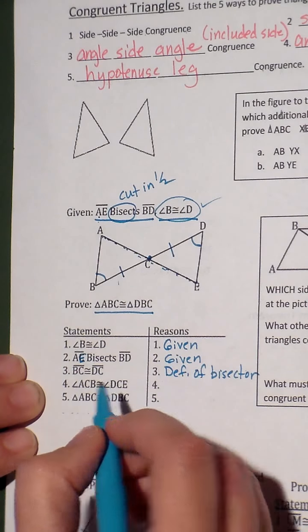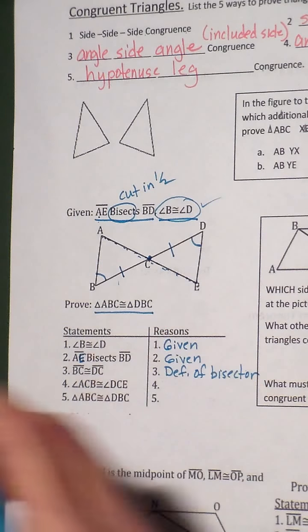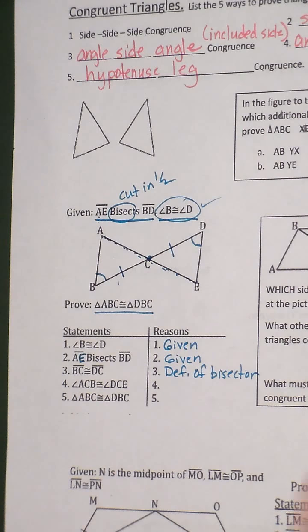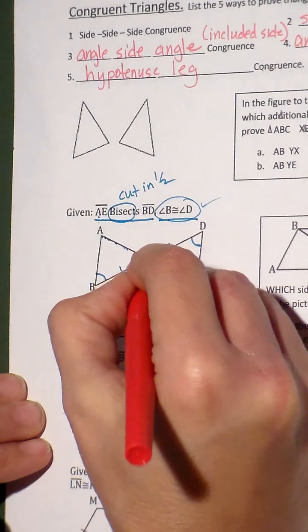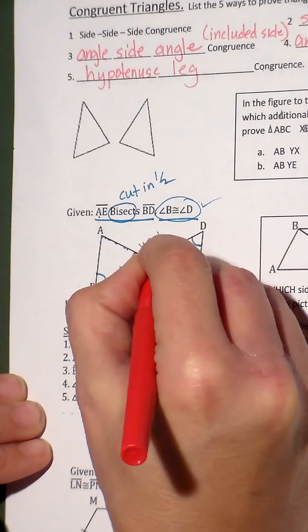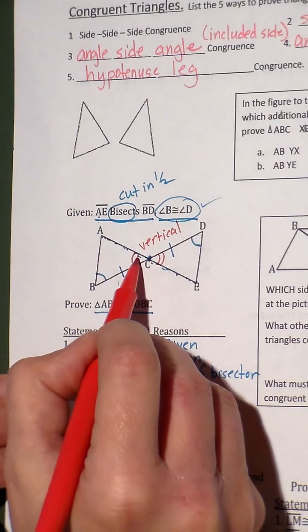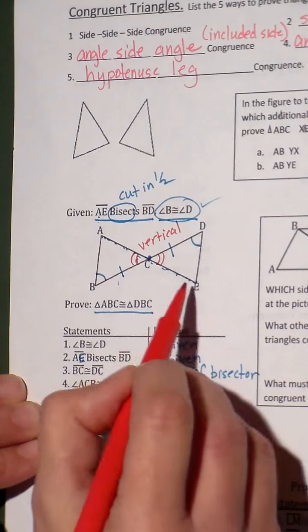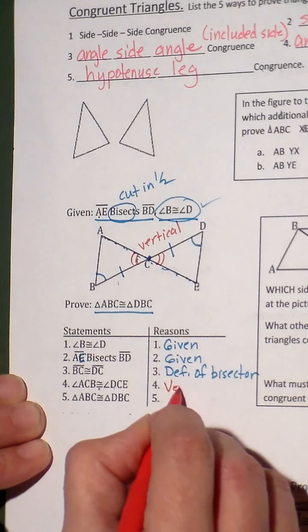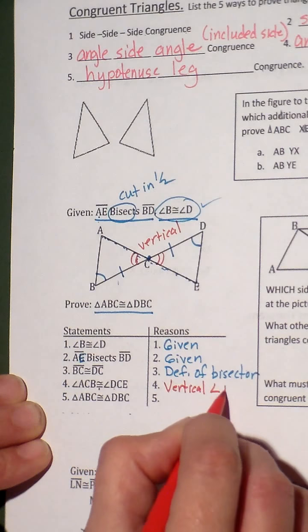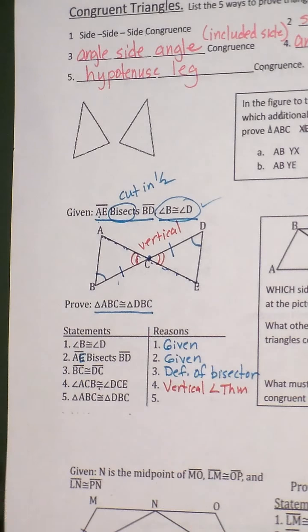Then I need to look at what else I can figure out from the drawing. And the other thing I can figure out is I've got my special favorite angles here. I've got verticals. So angle ACB, which is this one, is congruent to DCE, which is this one, by the vertical angle theorem. Or if you want to write vertical angles are congruent, you can do that too.